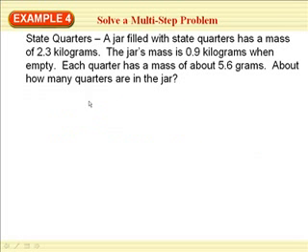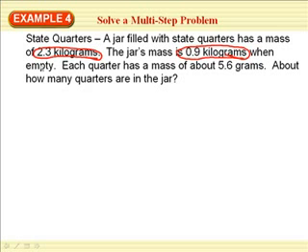Example number 4, solving a multi-step problem. State quarters. A jar filled with state quarters has a mass of 2.3 kilograms. The jar's mass is 0.9 kilograms when empty. Each quarter has a mass of about 5.6 grams. About how many quarters are in the jar? So this number right here, the 2.3 kilograms, is the quarters and the jar together. This number is just the jar by itself. So we want to know how many quarters are in the jar.